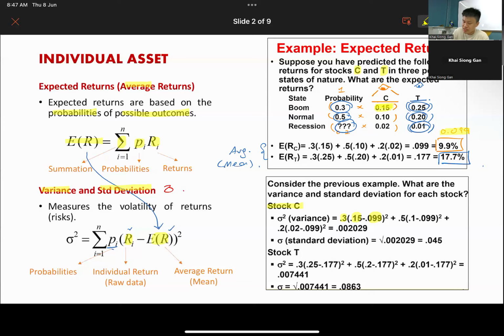So these two minus each other, times the probability, and then remember you have the power over here as well. So you subtract them, remember to power it, square it, and then times the 0.3, followed by the next one as well.